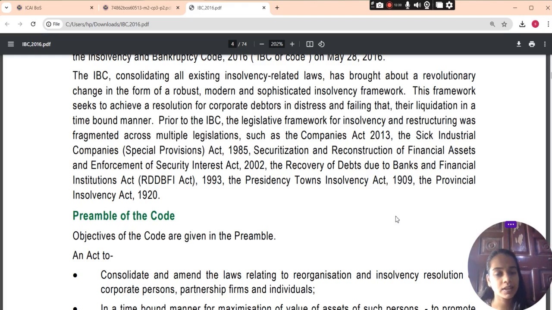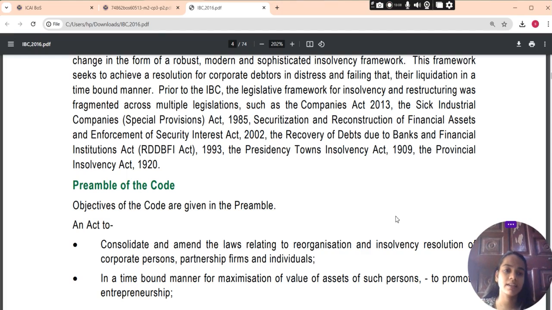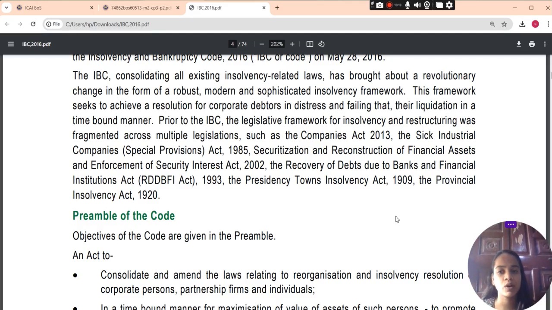Prior to the IBC, the legislative framework for insolvency and restructuring was fragmented across multiple legislations such as the Companies Act 2013, the Sick Industrial Companies Special Provisions Act 1985, the Securitisation and Reconstruction of Financial Assets and Enforcement of Security Interest Act 2002, the Recovery of Debts due to Banks and Financial Institutions Act, RDDB, and the Presidency Towns Insolvency Act 1909 and the Provincial Insolvency Act 1920. So there were different Acts. The Companies Act we all know, that is the Companies Act 2013.